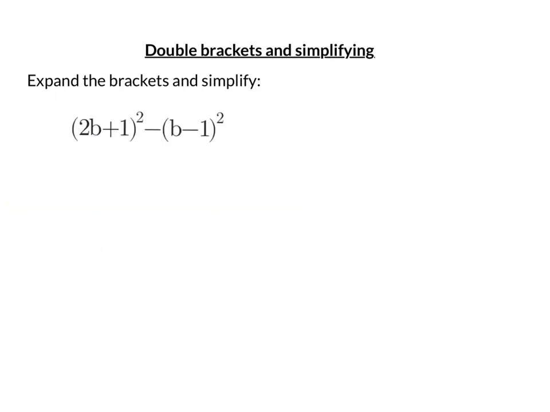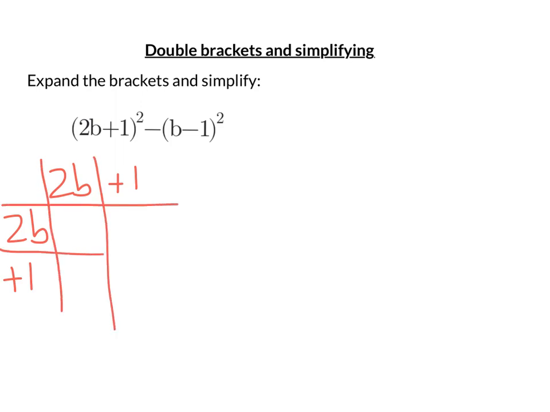So let's move on to this second question where we have squared brackets. So remember that means 2b plus 1 times 2b plus 1. Now I'm going to do the first one in a grid. Okay, so here is my grid here. So 2b times 2b is 4b squared.